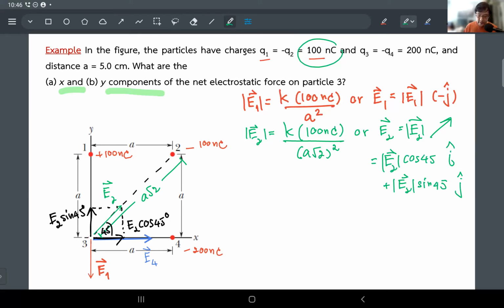Now the third one, the blue one. I want the magnitude of E4. E4 is already horizontal, which is good. It's K times the charge that's generating the field, which is 200 nanocoulomb, over the distance from the charge to the location of calculation, which is going to be A squared. And because this one is already pointing in the positive x direction, I can write the vector for this one as the magnitude times I hat.